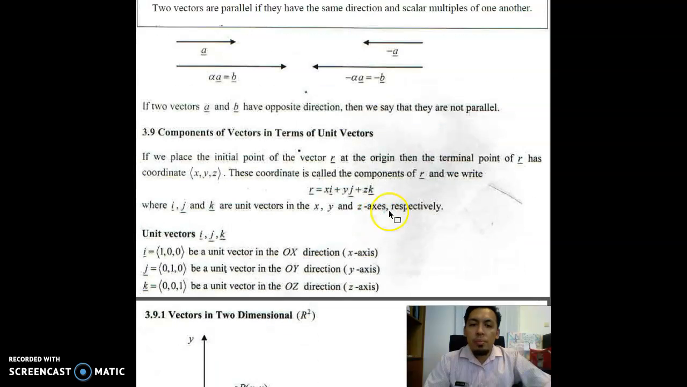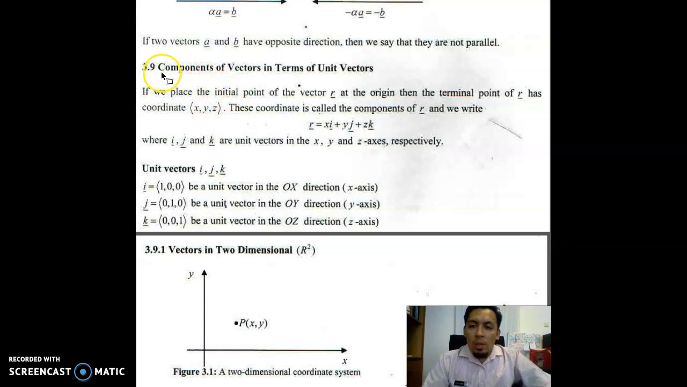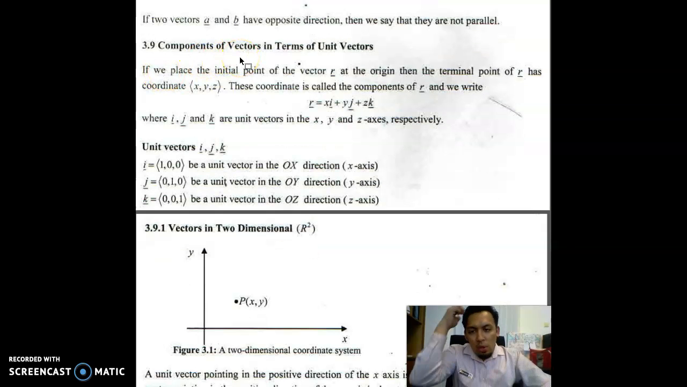Components of vectors, we are going to talk about this more in our next video. Till then, thank you.